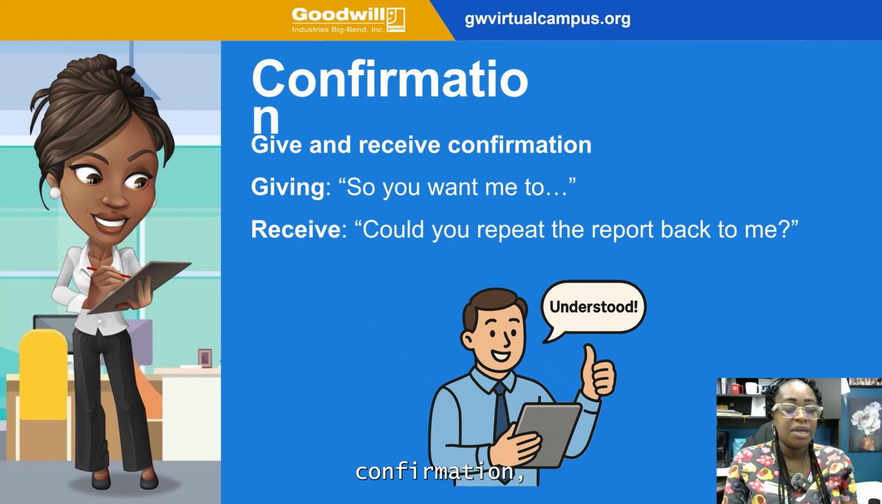When giving confirmation, we give and we receive confirmation. So when we're giving it, we want to make sure that we ask, so you want me to tell the nurse such and such, just to confirm. And then when we're receiving it, we're going to ask them, hey, can you repeat that back to me? Or I'm going to repeat that back to you so that I can make sure I got everything that you told me.